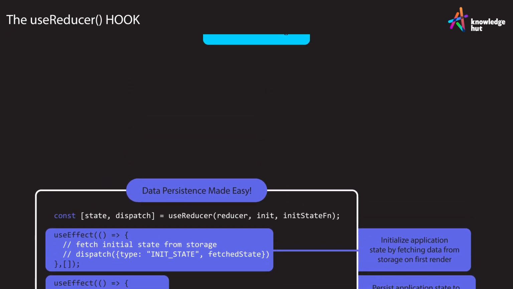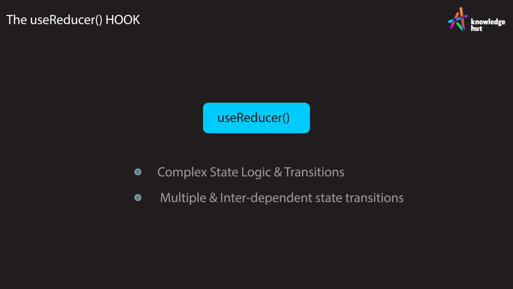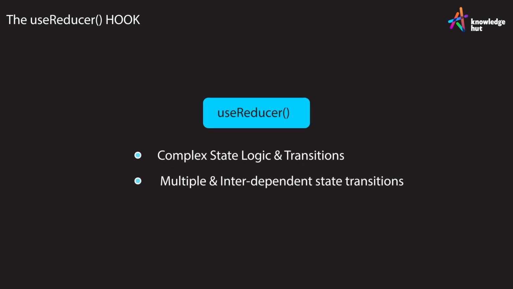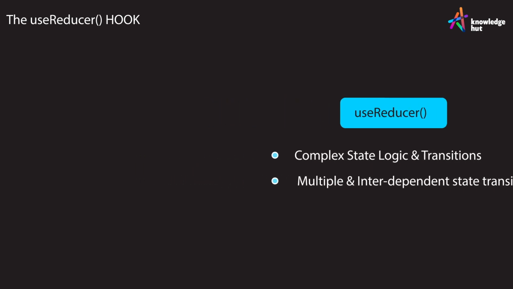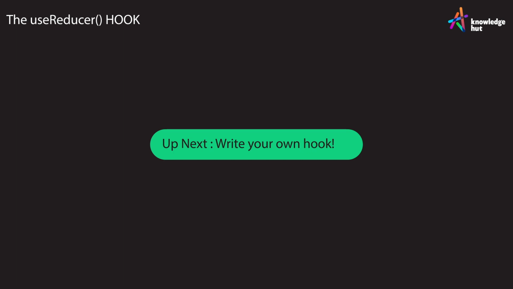So choose useReducer if you have complex state logic and transitions, and if you want state transitions to depend on existing values of the state in a predictable manner. Now, one of the great things about the Hooks API is that it lets you write your own hook, which you can then share with the world. Let's see how this can be done in the next and final video in this module.